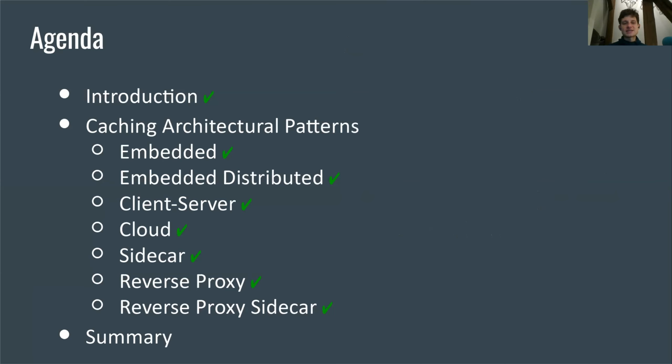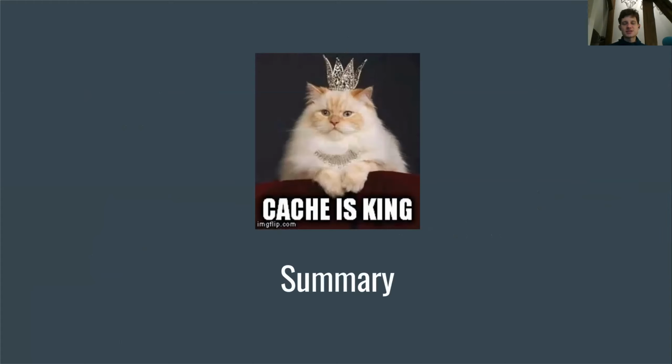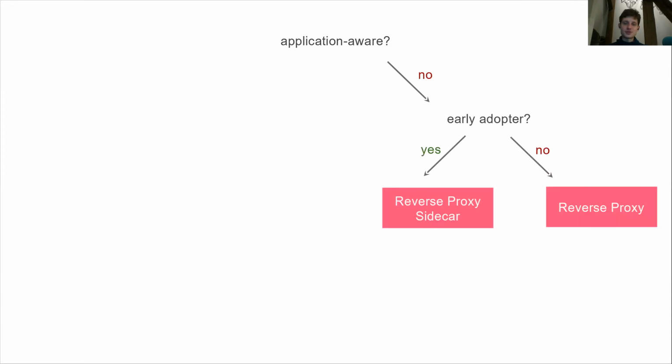So this was the last caching pattern, the last caching topology that you can use in your system. And as a short summary, not to repeat anything I said before, I proposed a very simple decision tree, which is probably oversimplified, but at least gives the idea where to look if you are to decide about your caching solution for your system. So the first question I would ask is: does my application need to be aware of the caching? If no, am I an early adopter? If yes, use reverse proxy sidecar caching. If no, use reverse proxy with Nginx.